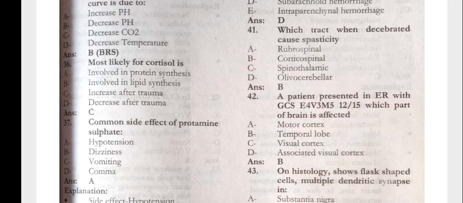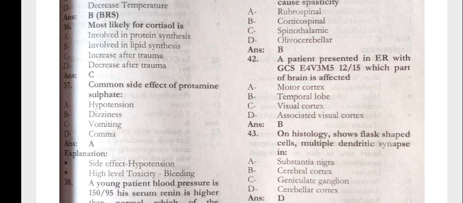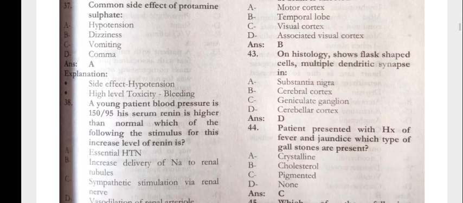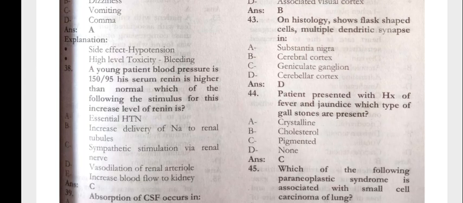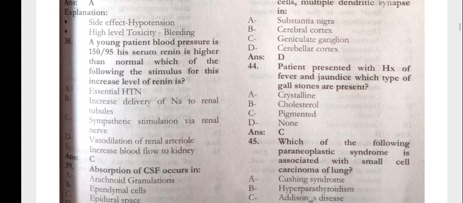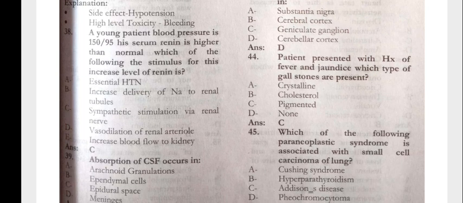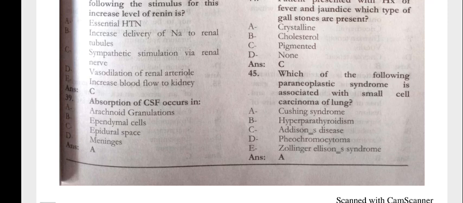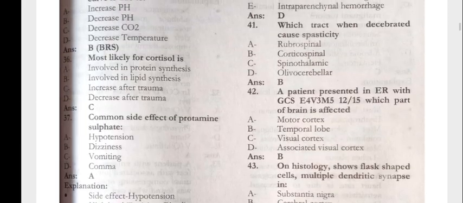Most likely, cortisol is increased after trauma. Common side effect of potassium sulfate is hypotension. A young patient's blood pressure is 150/95, and serum renin is higher than normal. Which of the following is the stimulus for this increased level of renin? Sympathetic stimulation by the renal nerve. Absorption of CSF occurs in the arachnoid granulations.